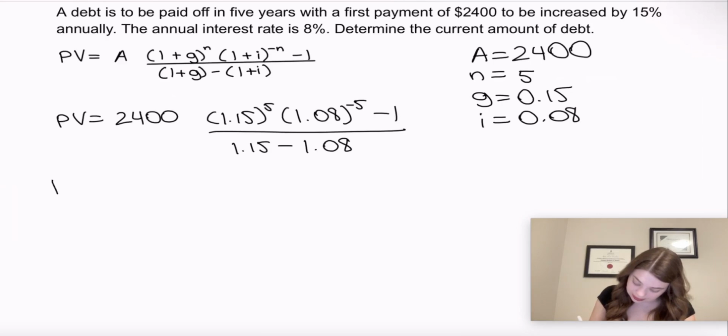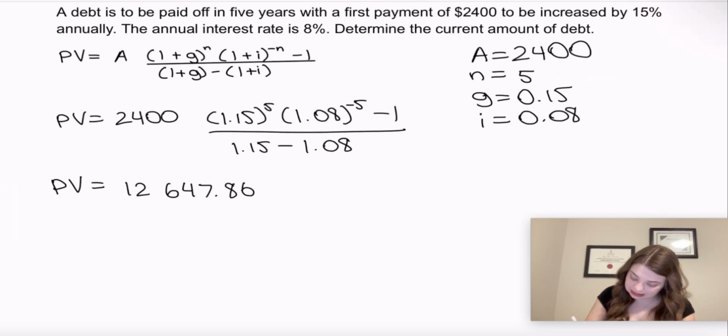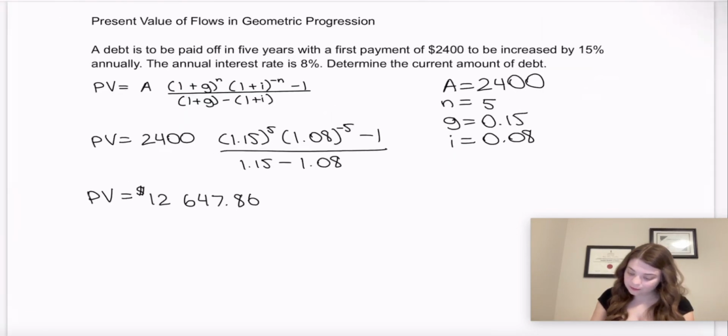Okay, so therefore the present value of this loan is $12,647.86. So there we go.